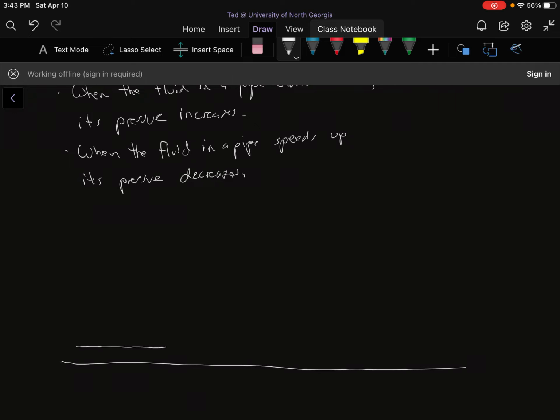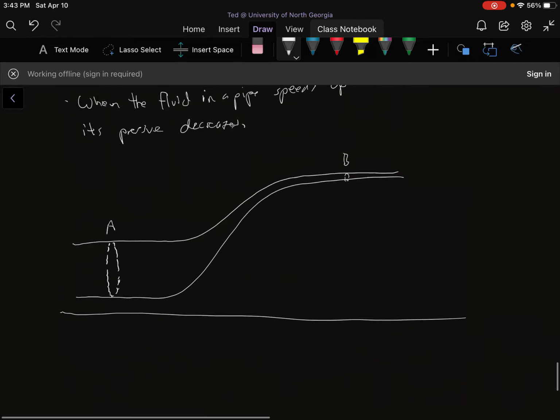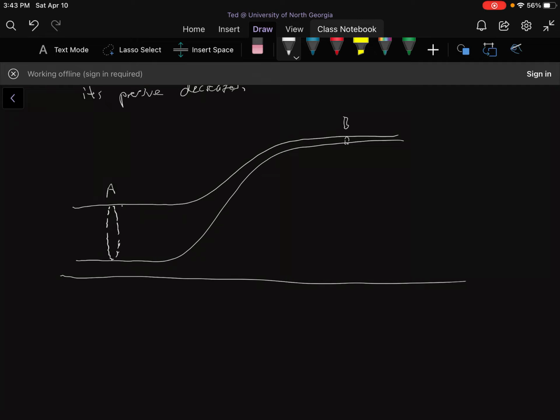So if I have a pipe that goes uphill and also gets skinnier, we can call this point A, and we can call this point B. And if we imagine a chunk of volume of this water, up here it's going to take up the same amount of space in the tube, but in order to have the same volume, you've got to have a longer piece. I hope that makes sense.